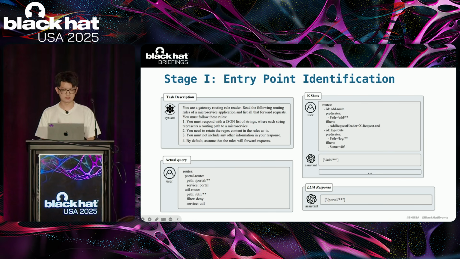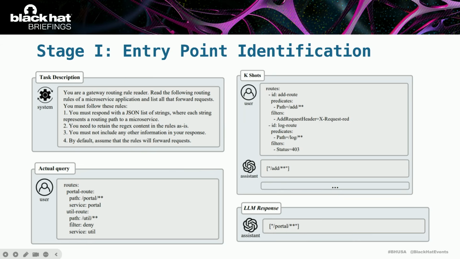In these images, you can see how we use a few-shot approach to guide the LLM. We show it several examples of different gateway rules and the real entries each time. Through these step-by-step examples, the model quickly learns to pick out only the routes users can actually reach, even with tricky patterns. This process makes our entry point identification much more accurate than traditional methods.